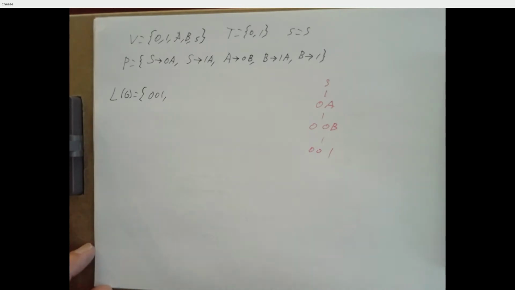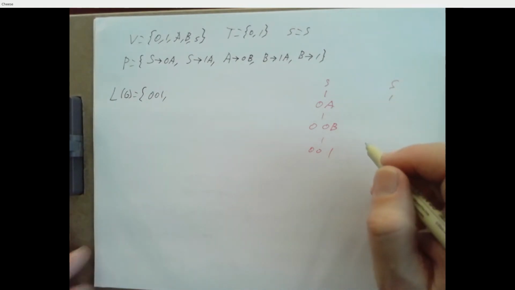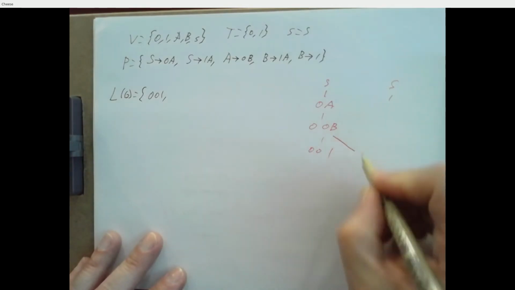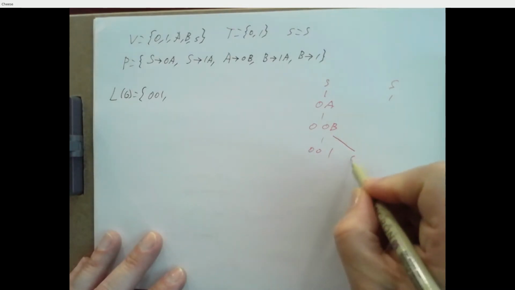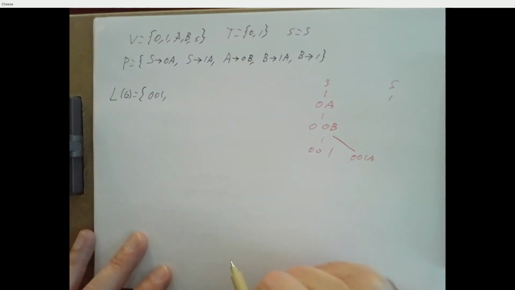So what else could S go into? Well, if you take the last one, B can go into 1A. So let me start bifurcating like this. 0, 0B could go into 0, 0, 1A. And then what does A go into?